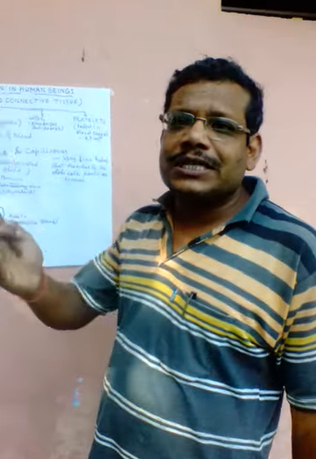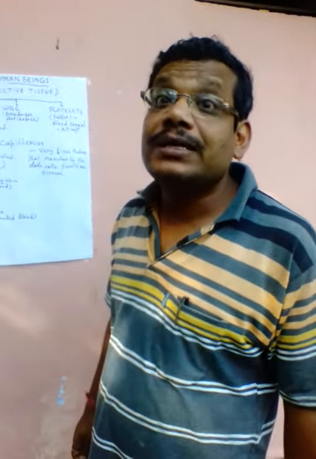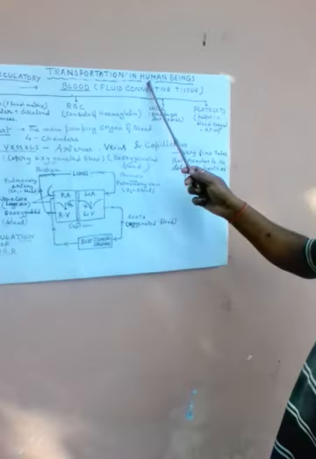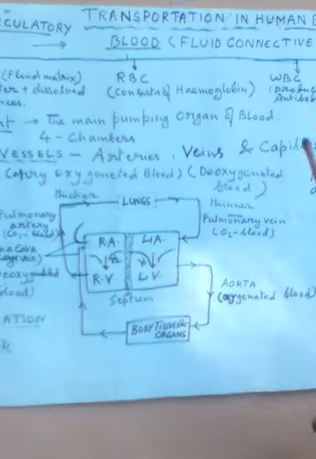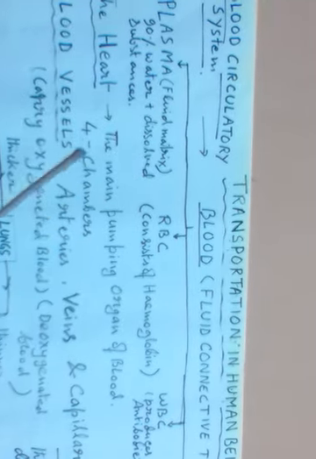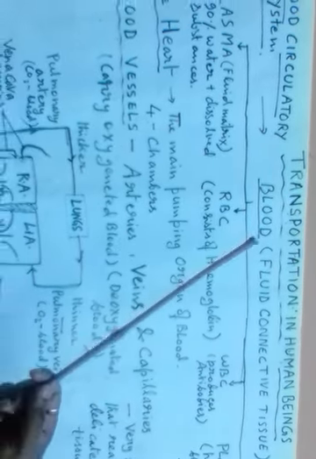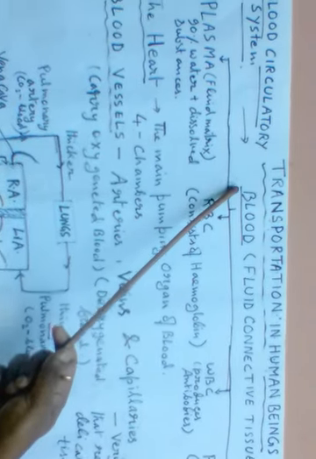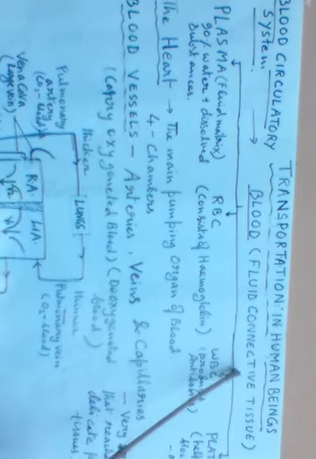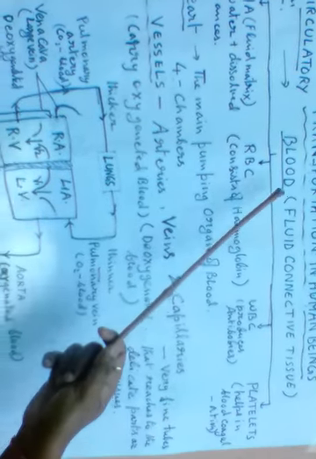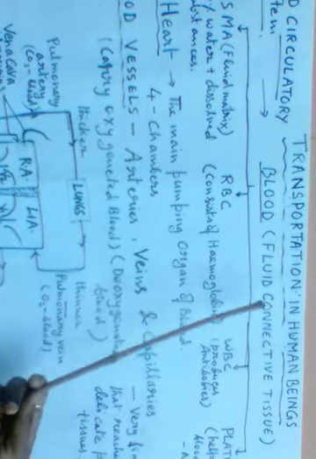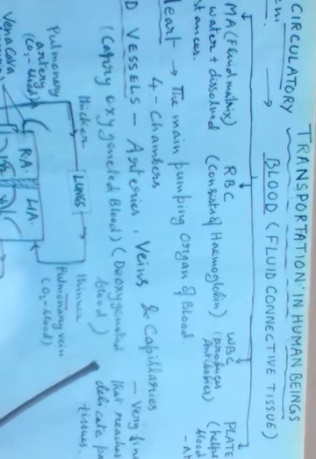Now, today we have to discuss the transportation system in animals. In human beings and higher animals, the transportation system basically takes place through the blood circulatory system or the blood vascular system. In this, the main component is the blood, which is the main fluid, or the fluid connective tissue of the body. So this is the main vehicle through which all things are transported throughout the body.